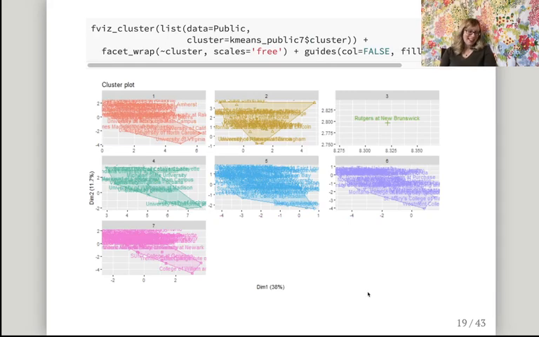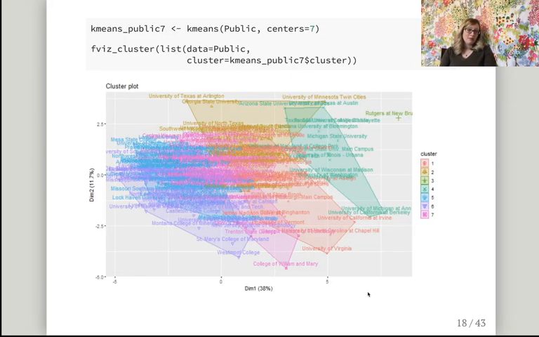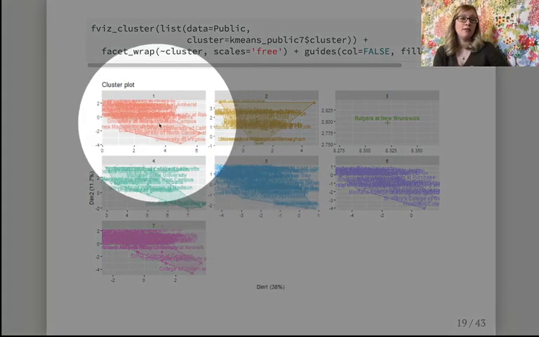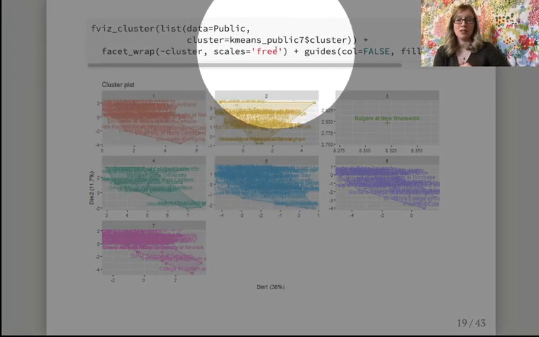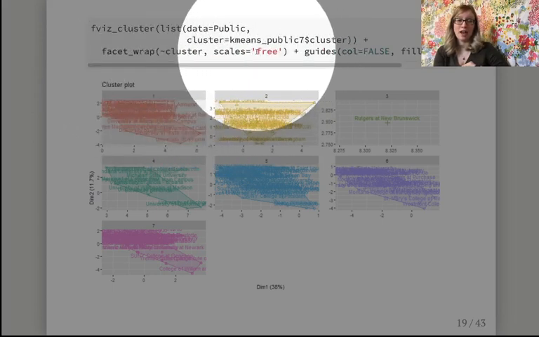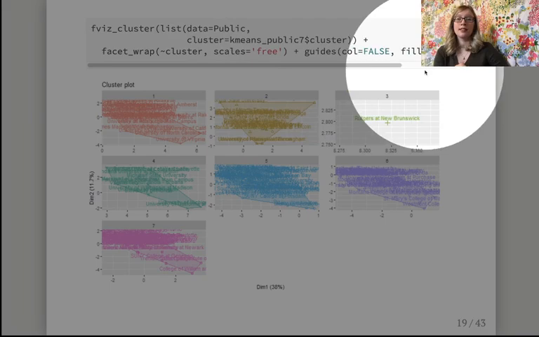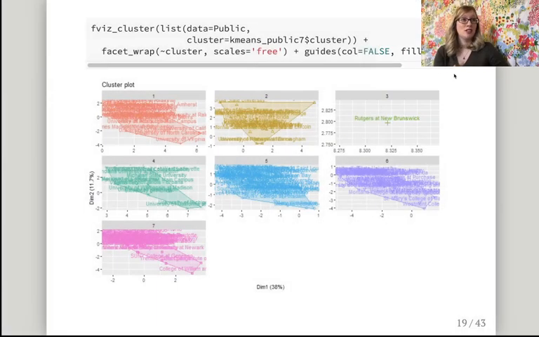This looks like a ggplot2 plot, and it is. So that means that I can layer additional features to this ggplot2 plot using the plus sign. So here I've added facet wraps, so I'm actually splitting this up by each cluster now. Scales are free. And then I'm removing the guides. This just takes those legends away so they're not repeated 7 times.